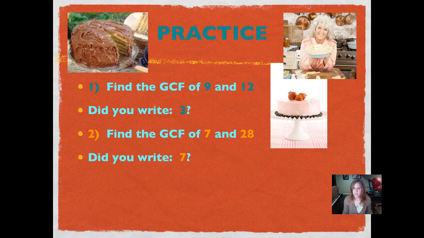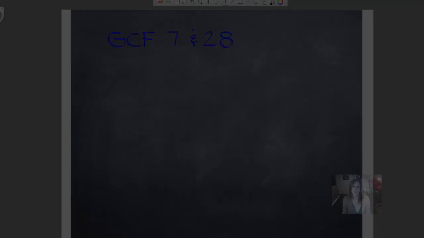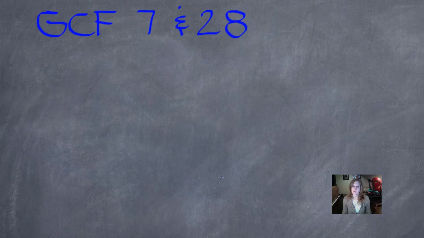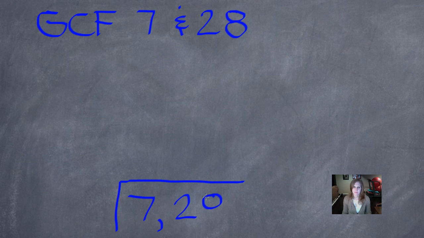Did you write 7? Let's see how we did that one. So we're going to make a cake to find the greatest common factor of 7 and 28, and we'll write them in the bottom layer. What number divides evenly into both 7 and 28? There's only 2. 1, which we don't want to use yet, and 7.